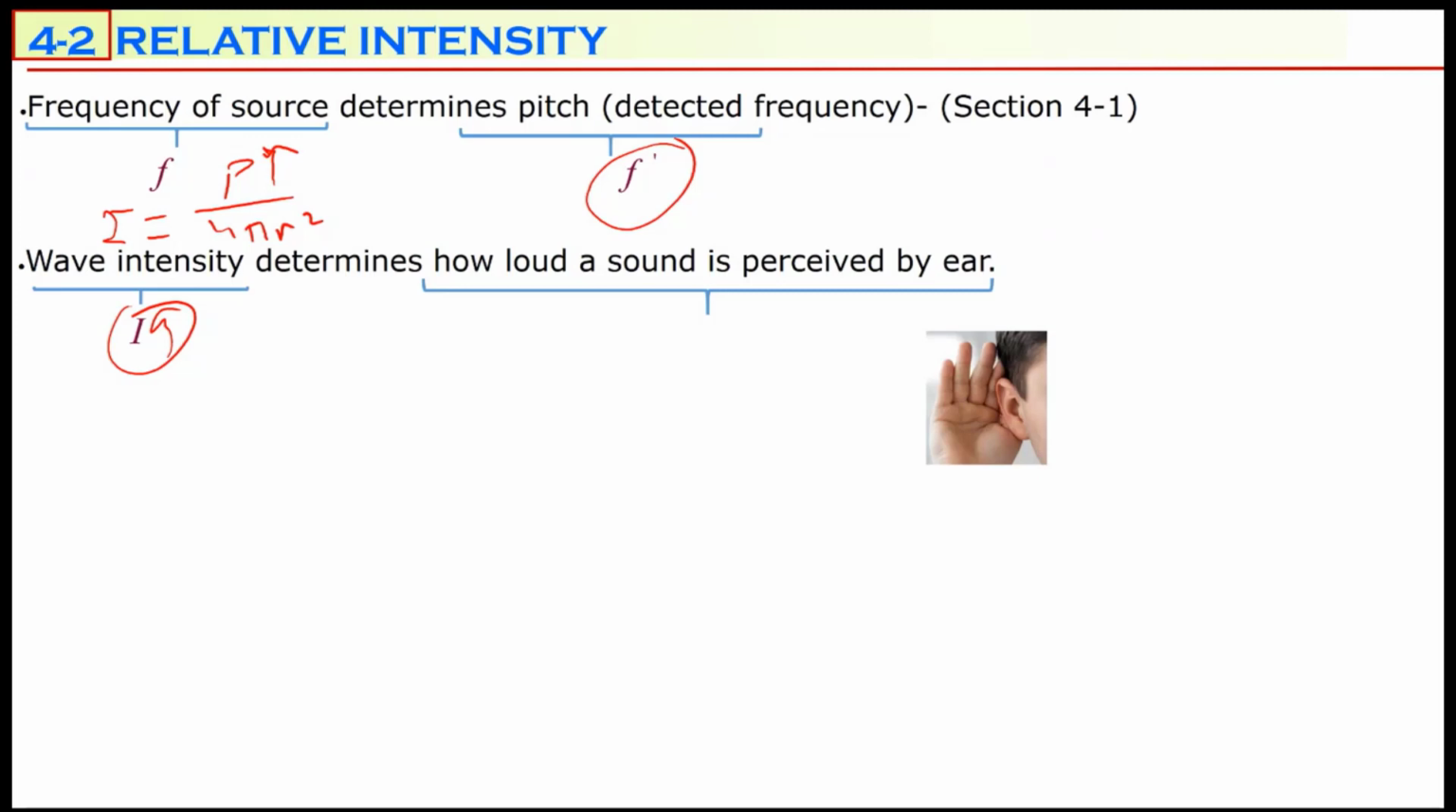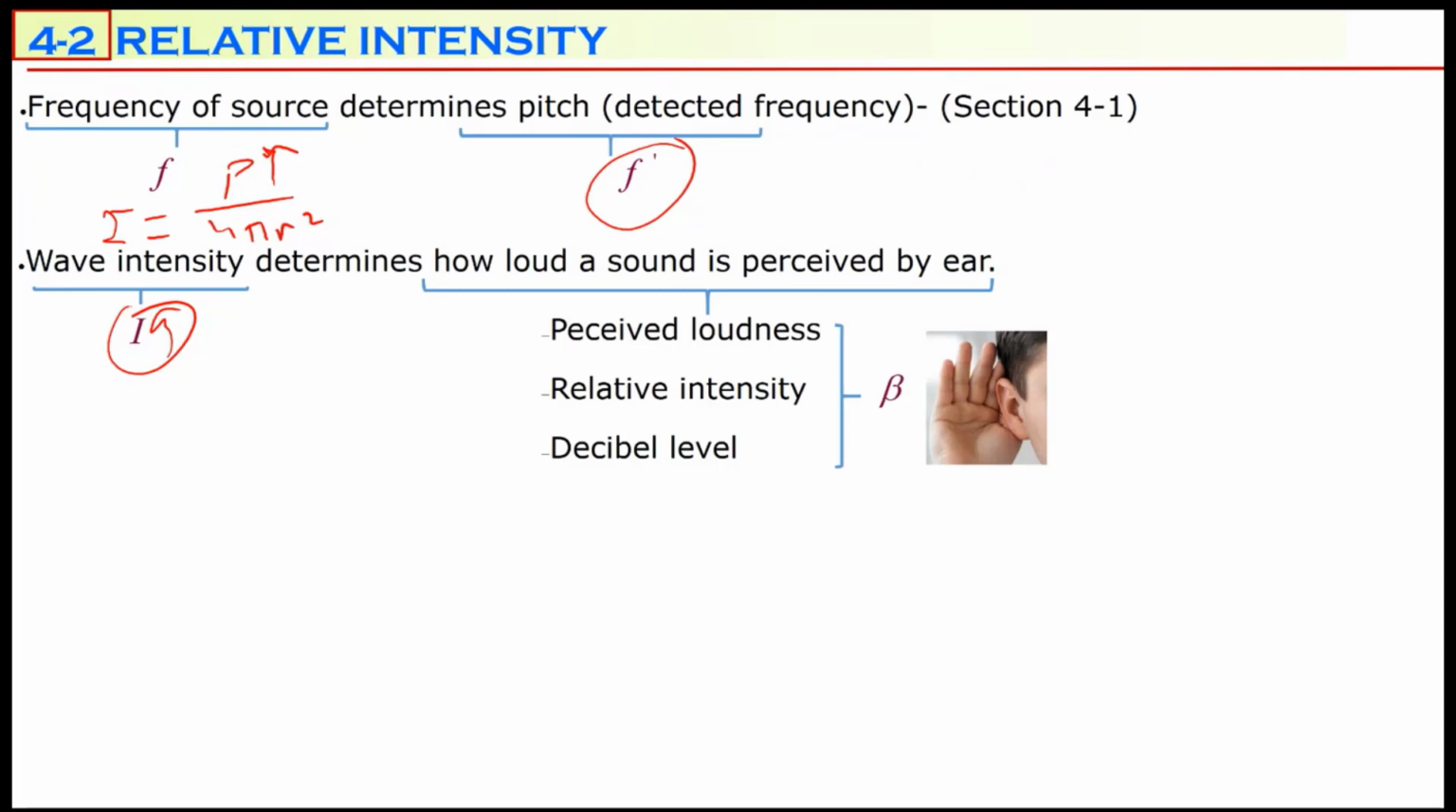Sometimes your book is going to say sound intensity, sometimes it will say wave intensity. They are representing the same thing. So you can change the wave intensity by changing power or distance, and then you can make a sound louder or quieter. How loud a sound is perceived by the ear is defined as perceived loudness, or relative intensity, or decibel level. These three terms represent how loud a sound is perceived by a human ear, and it is represented by beta. Beta is the symbol for relative intensity, decibel level, or perceived loudness.